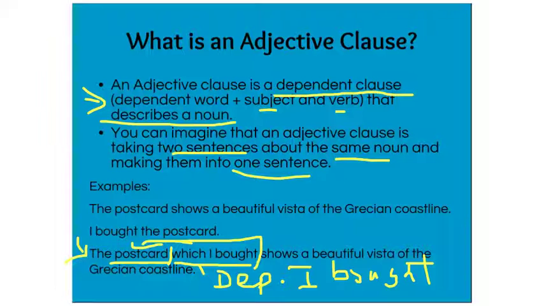Now, basically, this sentence is a combination of these two sentences above. The postcard shows a beautiful vista of the Grecian coastline, and I bought the postcard. You'll see postcard is used twice here, and what we've done is replaced the second postcard with the relative pronoun which, because we don't want to say the postcard I bought, so we say the postcard which I bought. All right, let's go on.